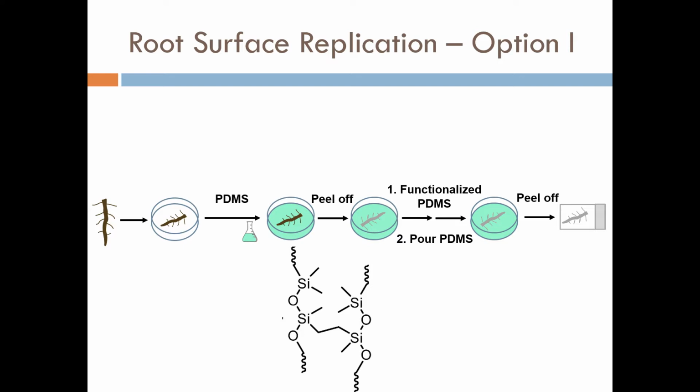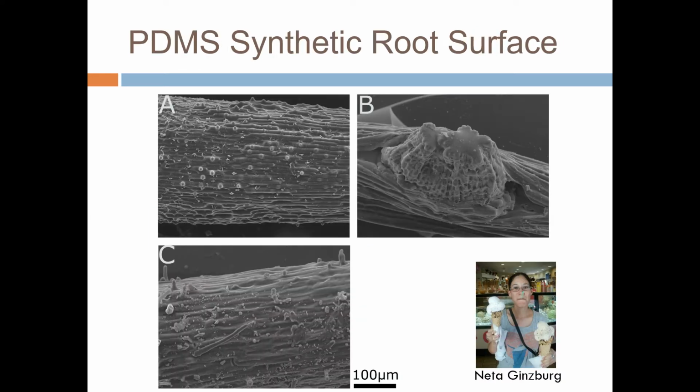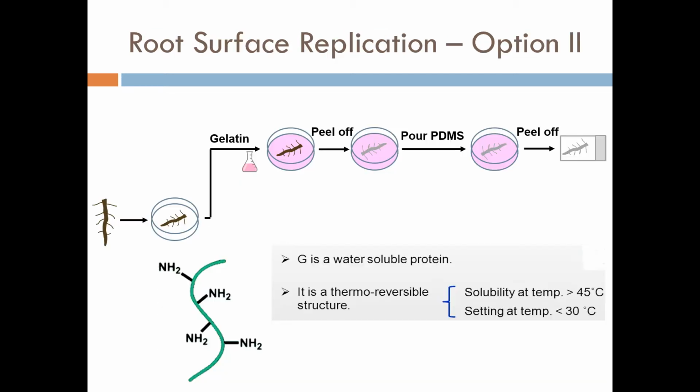So that was our first attempt. And then we thought, okay, if that doesn't work, maybe we can use a different polymer for the negative. Maybe the root hairs will not stick as much in something that is a little bit softer. So we tried to use gelatin, which is a water-soluble protein, and it's significantly more soft than PDMS. And these are the results that Paravi got with the gelatin, and as you can see, not as good. So we said, okay, using a soft polymer for the negative doesn't work.